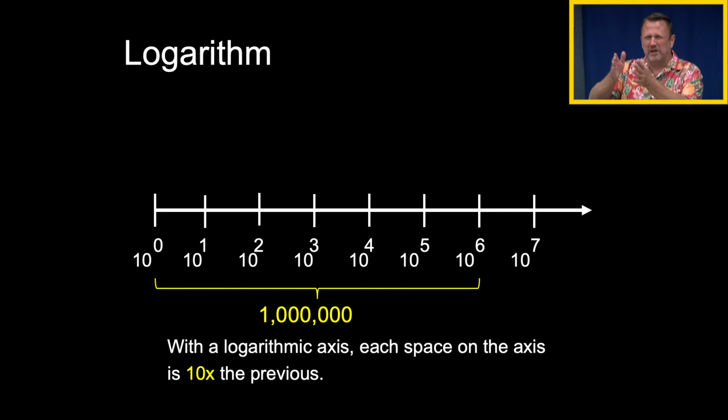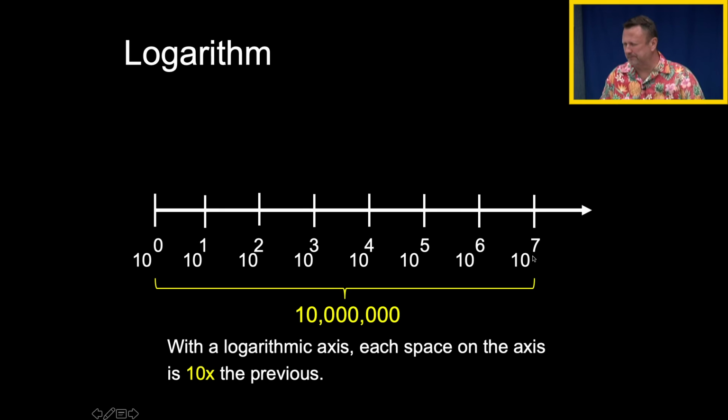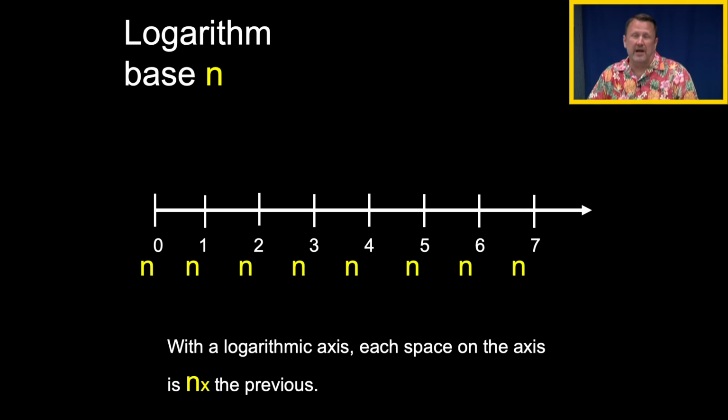Each individual interval gets bigger and bigger. The difference between 10 to the first and 10 to the second is much smaller than the difference between 10 to the sixth and 10 to the seventh. As we go across the axis, the numbers just get bigger and bigger. It doesn't have to be 10. It can be any number we want.